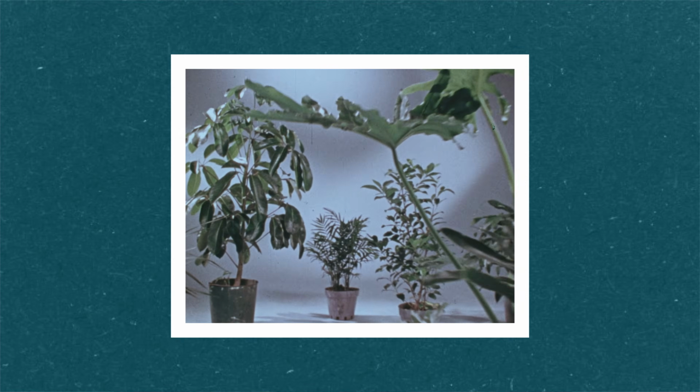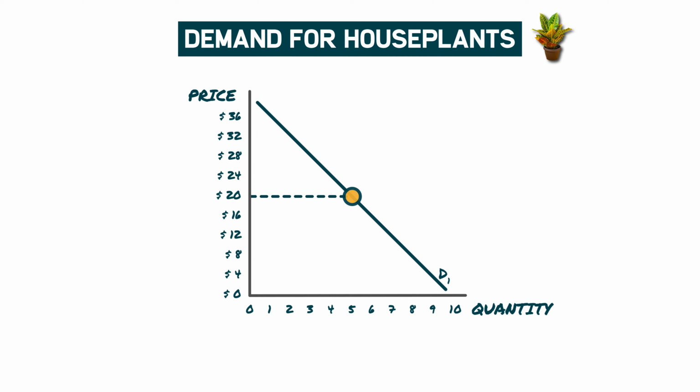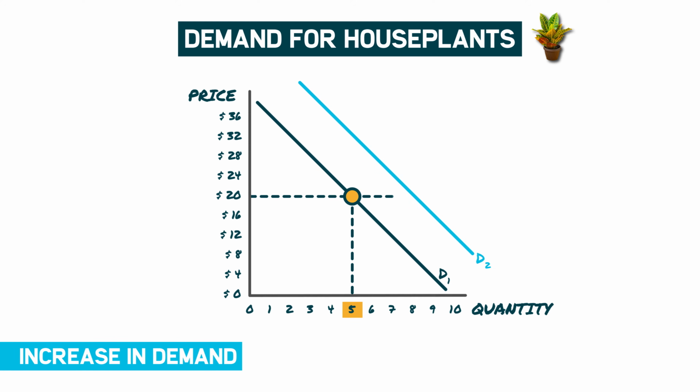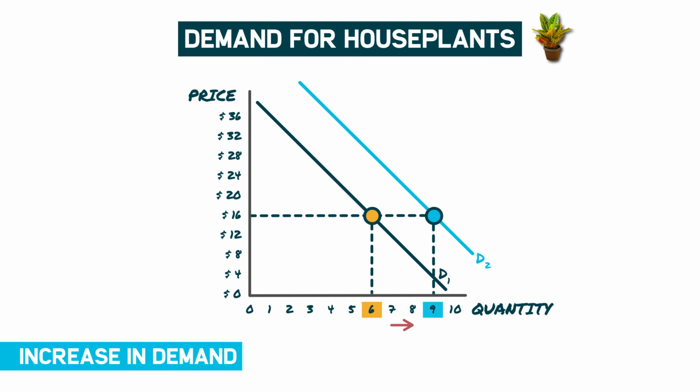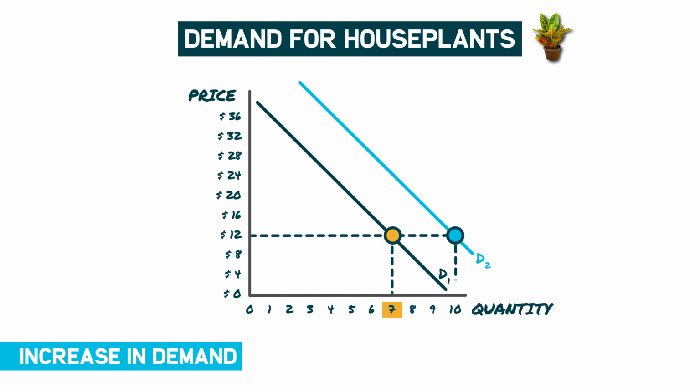Take the market for houseplants, for instance. On the old demand curve at $20, the quantity demanded was 5 plants. But on the new demand curve at, again, $20, the quantity demanded is 8 plants. At $16, we go from 6 plants to 9 plants. At $12, we go from 7 to 10 plants, and so on. An increase in demand is a greater quantity demanded at every price.